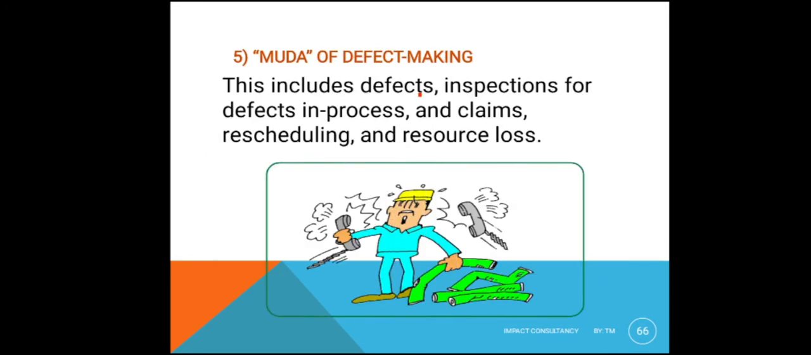And the fifth one is Muda of defect making. This includes defects in inspections, defects in process and claims, or scheduling and resource loss. So this is all about defect making, error making on products and rework. It will create a rework.